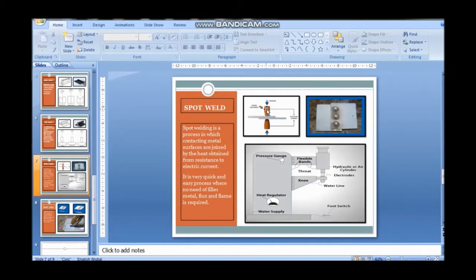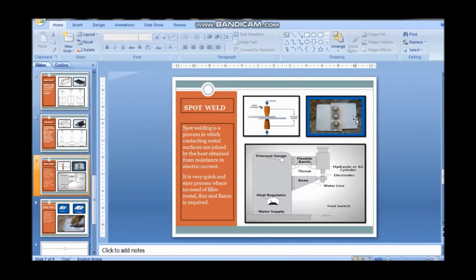This one and this one are the electrodes, and these two metal plates are joined by the spot welding. After the joining you release the foot switch or foot pedal, and then this figure is done. Spot welding is a very quick and easy process. No skilled labor is required for this, and the time required is very little.